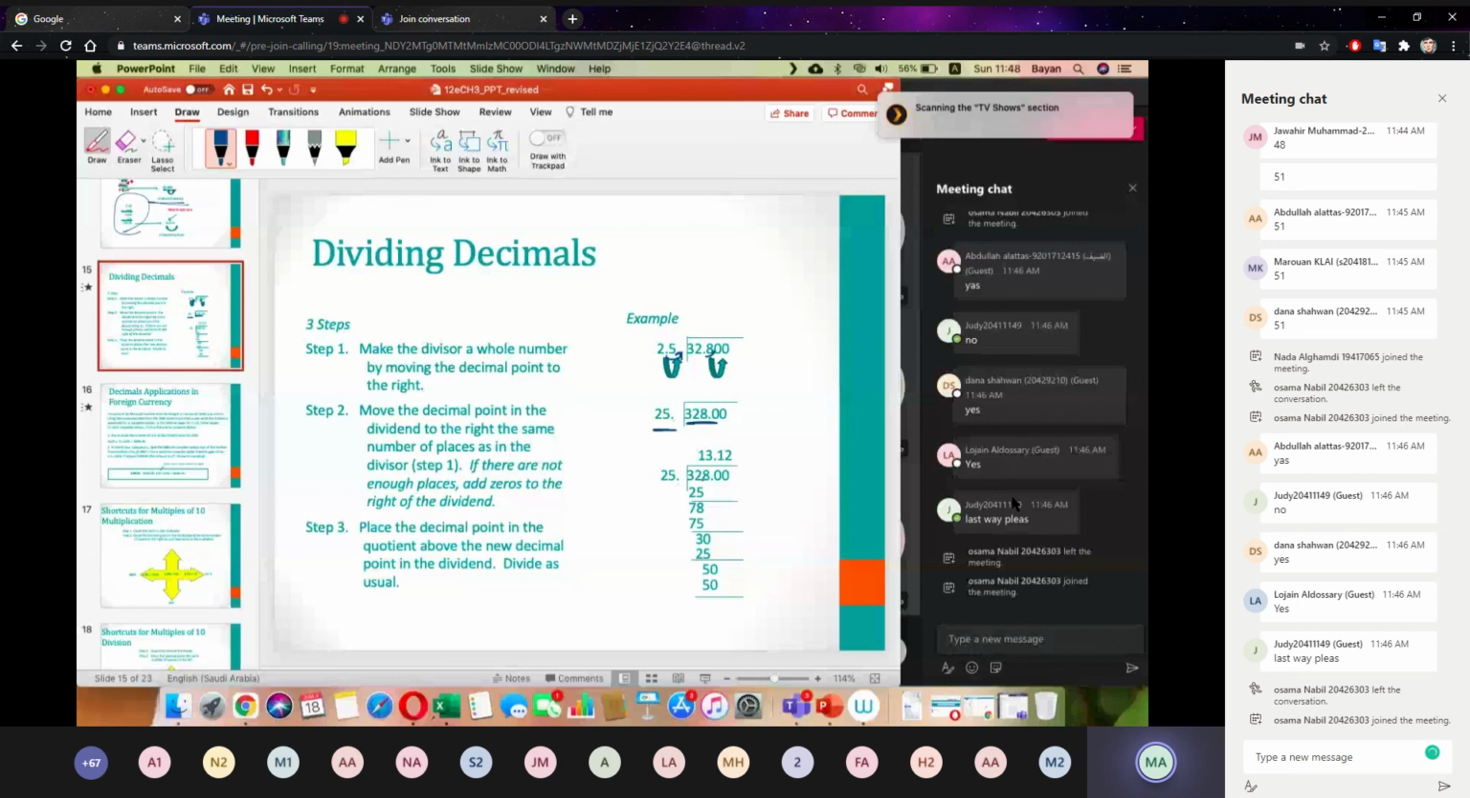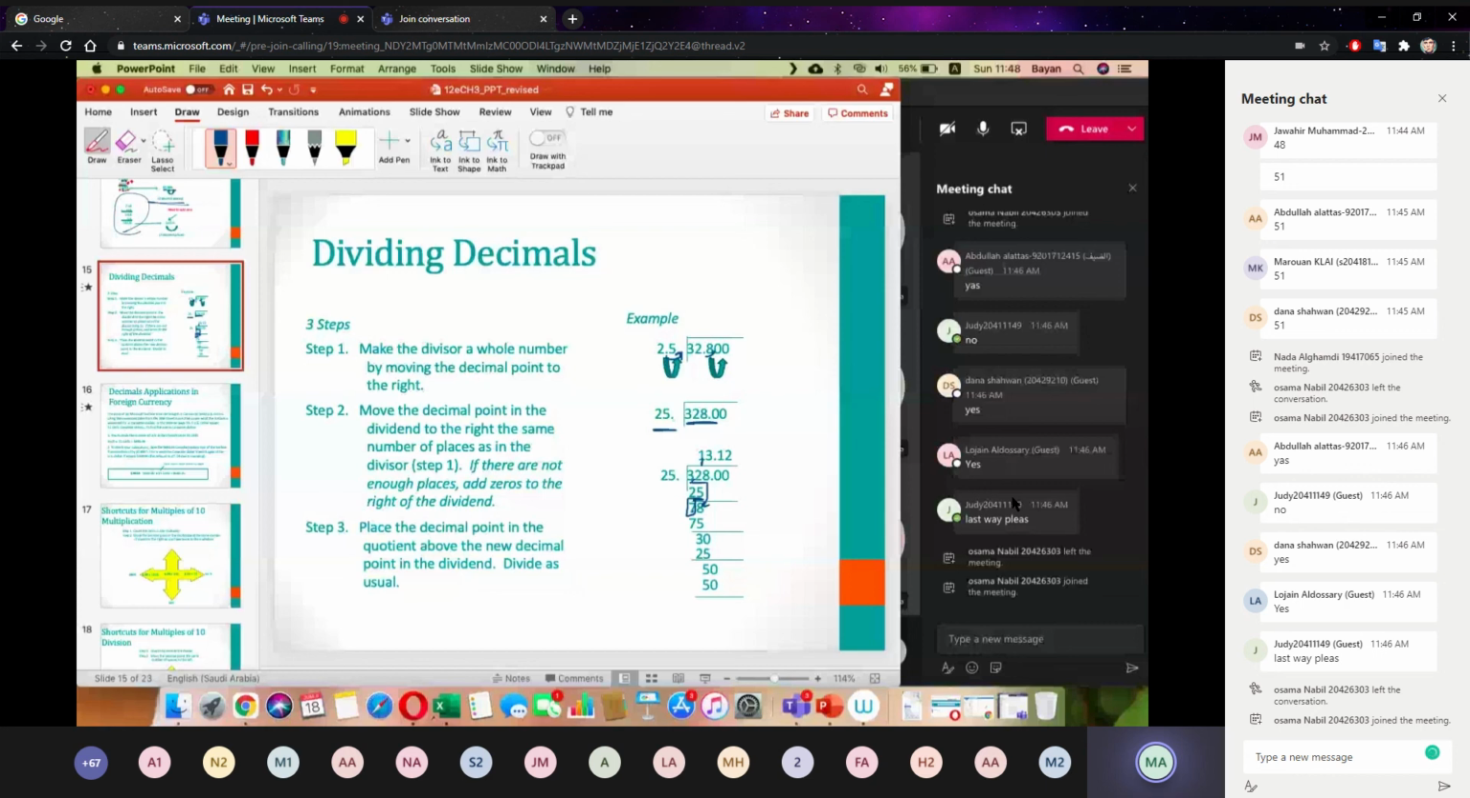Then we can divide. Any value multiplied by 25 gives you 32? No. So we multiply by 1. 1 by 25 will give you 25. So 32 minus 25 is 7. Then we drop the 8 here. So we have 78. Any value multiplied by 25 will give you 78?